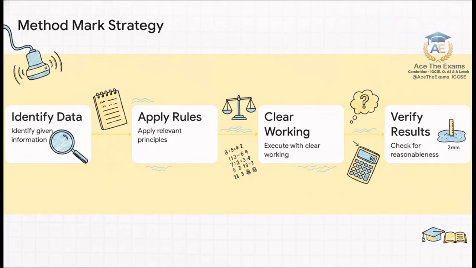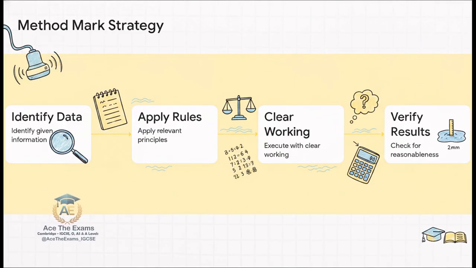Step 1. Identify key elements. Scan the data in the text and write it down explicitly. For example, write speed equals 1500 meters per second, time equals 0.04 seconds. Step 2. Apply relevant principles. Actually write down the formula. Distance equals speed times time.